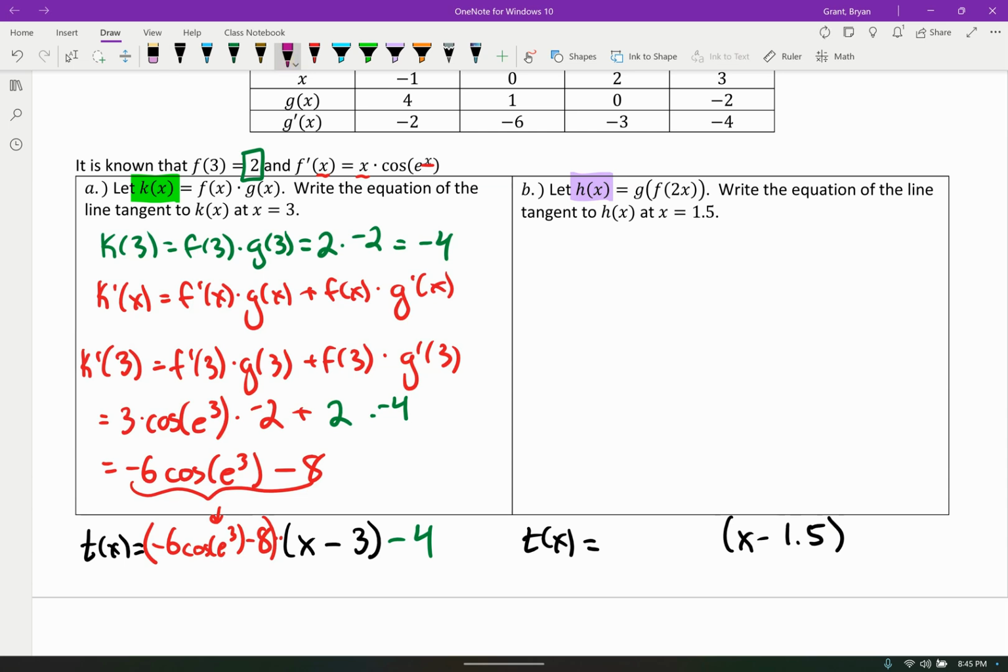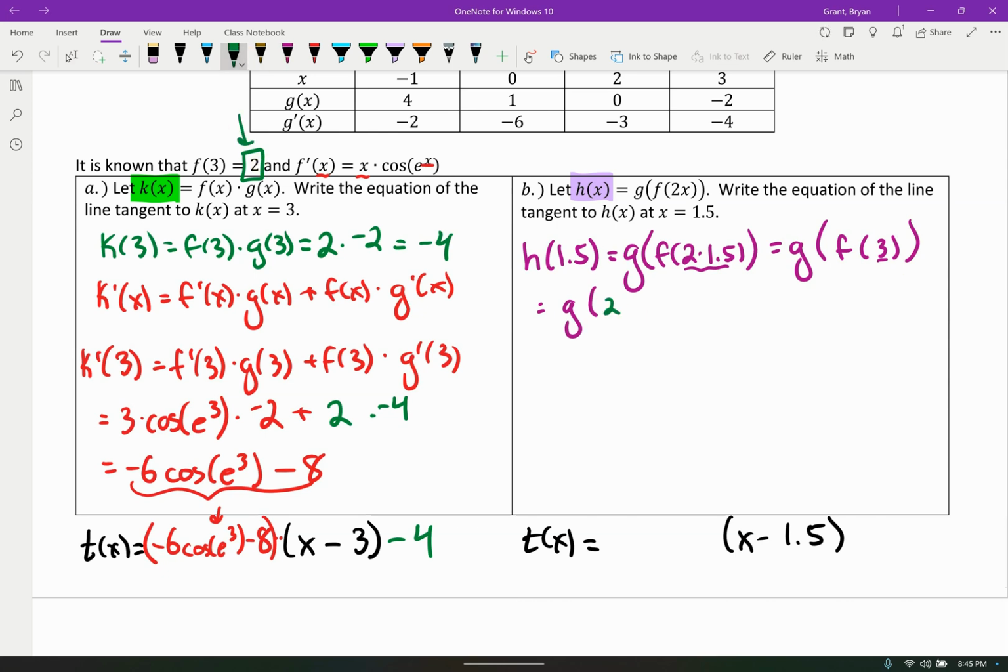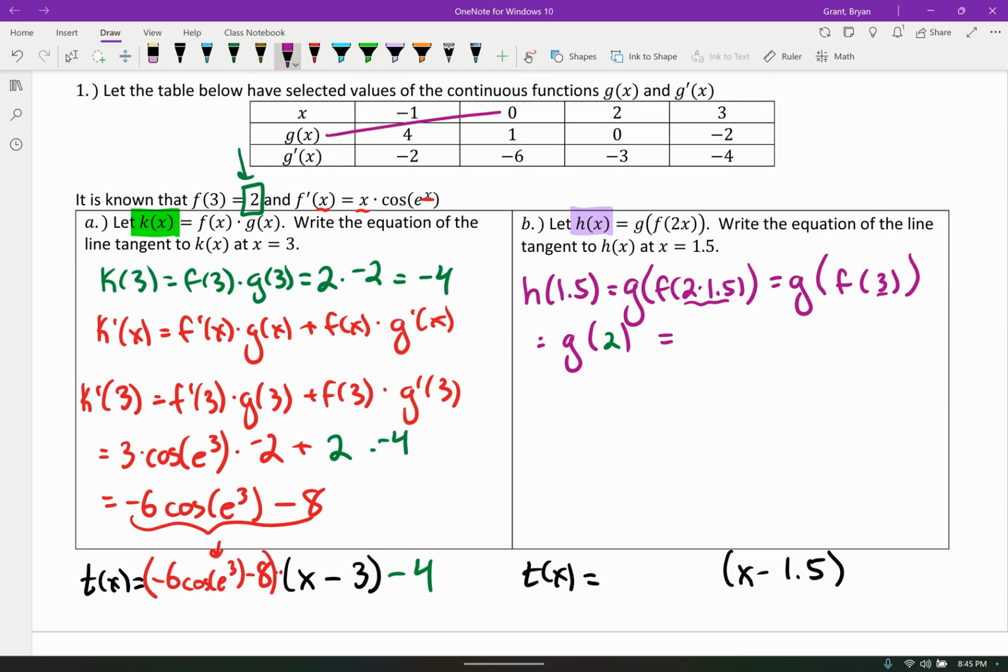Okay, and we'll start with h of 1.5. H of 1.5 is g of f of 2 times 1.5. Now, please remember that this is not g times anything, right? We are composing functions. We're substituting one function into another. So we always start from the far inside. So it's g of f, and then 2 times 1.5 is 3. So I simplified the inside to 3. Now we find f of 3. So f of 3, ooh, we already knew that one. That's 2. And now that we found f of 3, now we can find g of 2, and g of 2, after all that, is 0. So my y value here is 0.